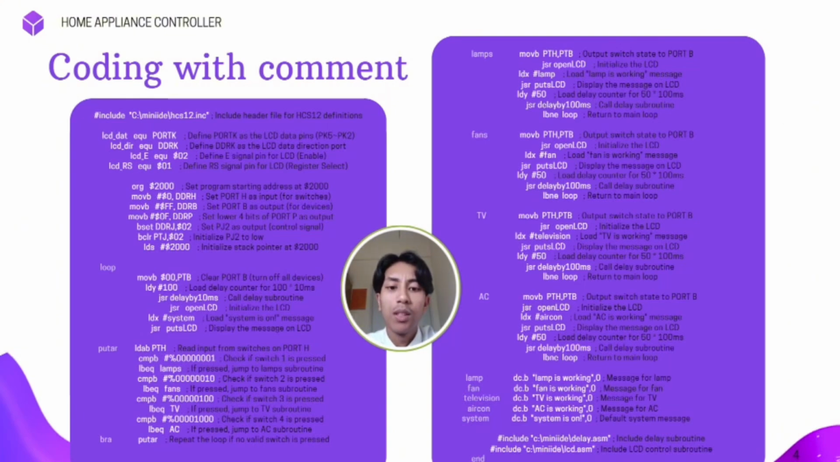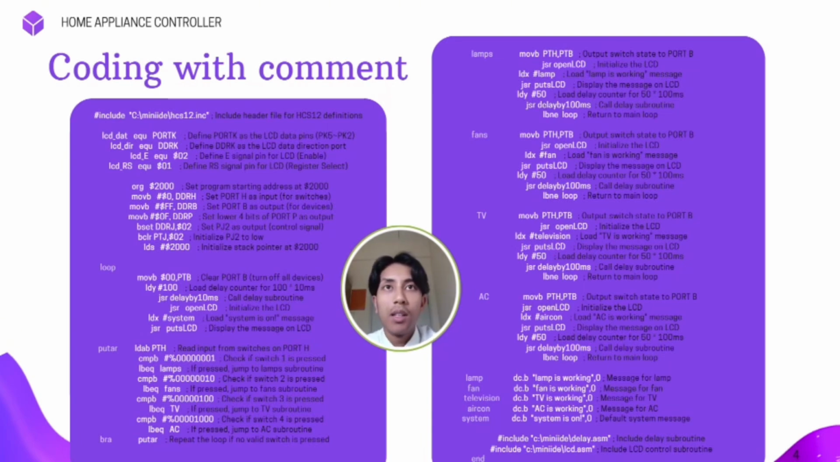So the same goes for the subroutines fan, TV and AC. After the device message is displayed, the system will return to the main loop, waiting for the next switch to be pressed. But be reminded that only one switch can be turned on at a time.